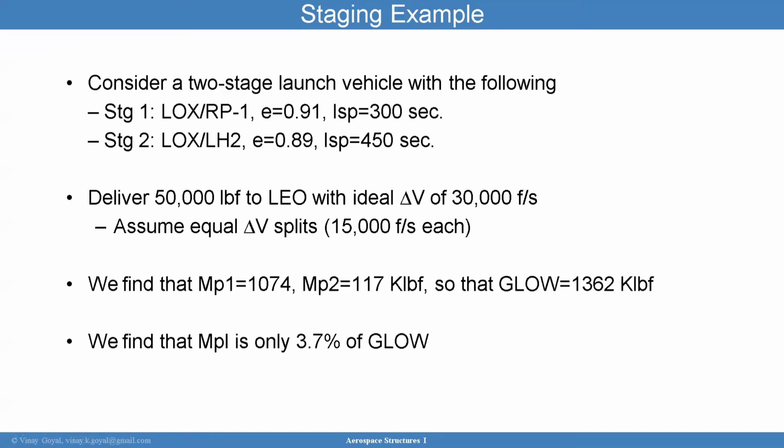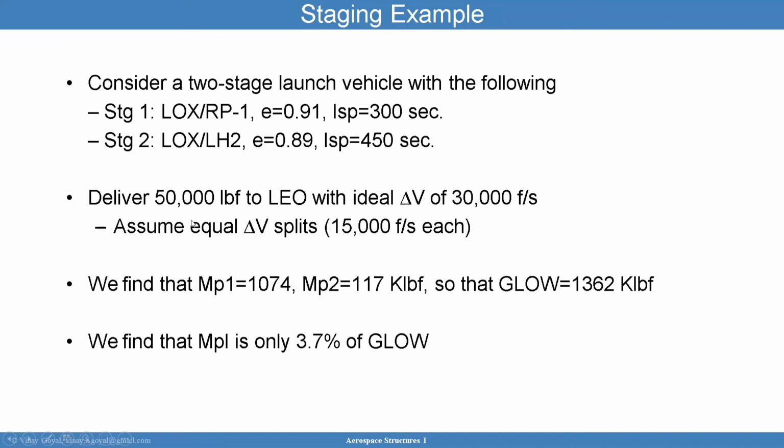If you were to have a staging example, and you have the structural efficiency E at 91% for stage one and 89% for stage two, and I have LOX and RP1 as the fuel for stage one and LOX and hydrogen for stage two, with the ISP given here as 300 seconds for stage one and 450 seconds for stage two. We want to deliver 50,000 pounds to low Earth orbit with an ideal delta V of 30,000 feet per second.